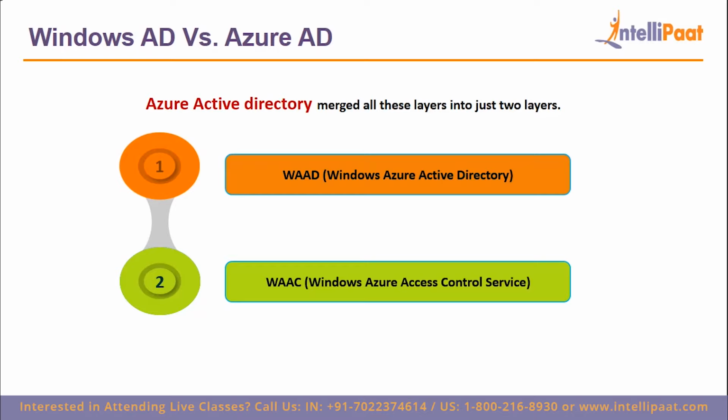So this is how Azure Active Directory is a much evolved and better version of Windows Active Directory, as it has combined all of the 5 layers into just 2 layers, and it has performed all of the tasks that were previously done by 5 different layers, and it also lets users access web-based services using single sign-on, right? So this is how Azure Active Directory is different from Windows Active Directory.